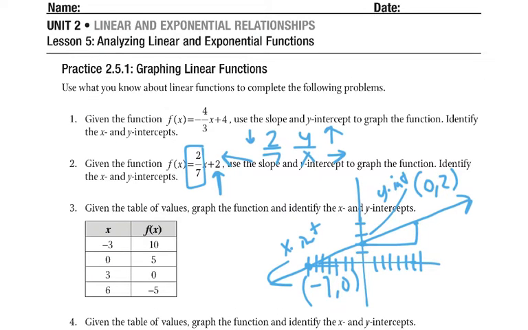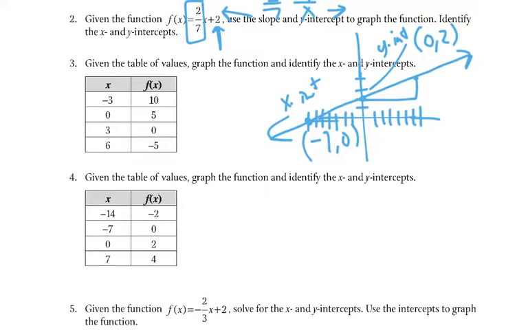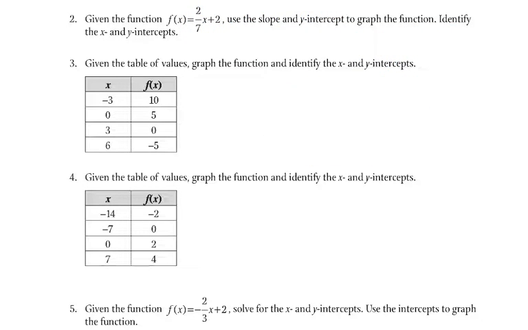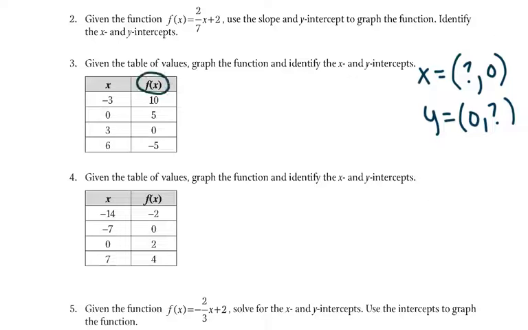All right. Now let's look at 3 and 4. So 3 and 4 give us a table and want us to find them. So remember, for x-intercepts, they're always going to be a number, comma 0. For y-intercepts, always 0, comma a number. So look at your graph. And remember, f of x is the same as the y value.